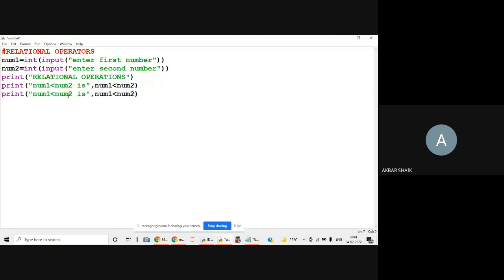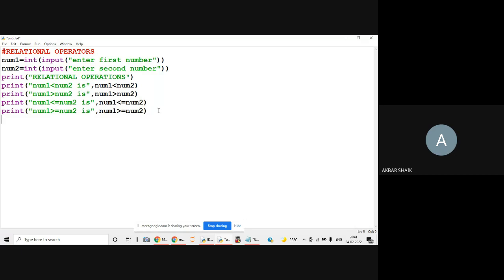Next, number1 greater than number2. What is the result? Number1 greater than number2. It is either true or false that we'll get here. Next, number1 less than or equals to number2. That is going to give the result. Next, number1 greater than or equals to number2. The result we'll get here.